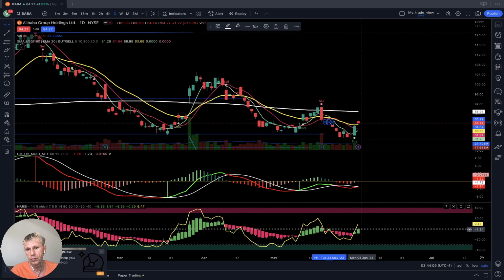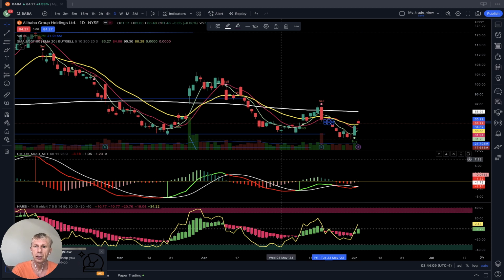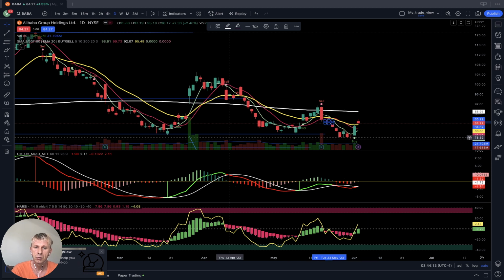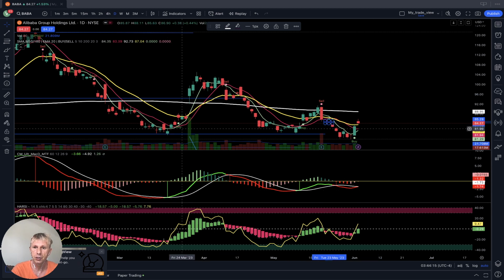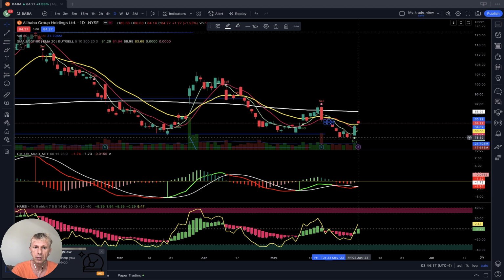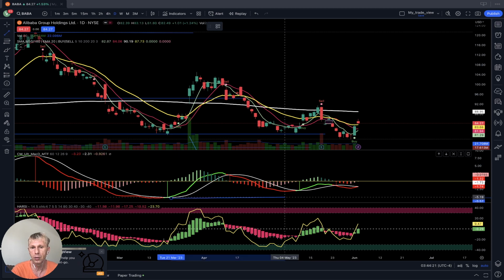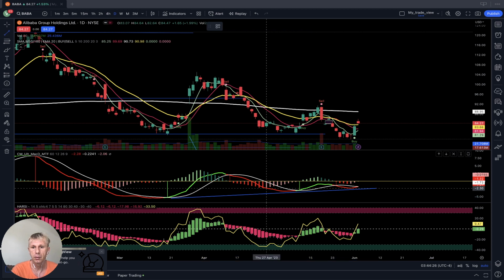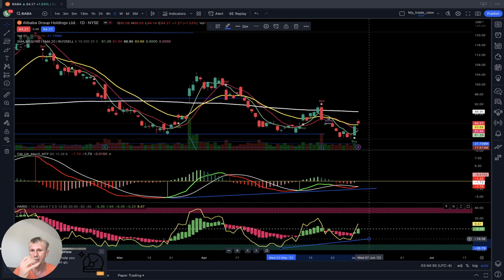Heikin Ashi green, ready for bullish trend. Still in the bearish territory, but ready for bullish crossover, especially since it has bullish divergence, right? You see the price action from this point to this point, downtrend. On MACD, you have bullish divergence. On RSI, it has bullish divergence. Bullish divergences on all indicators.